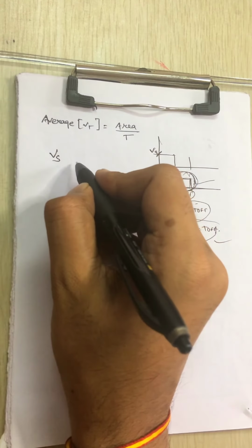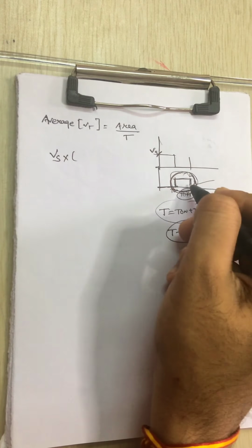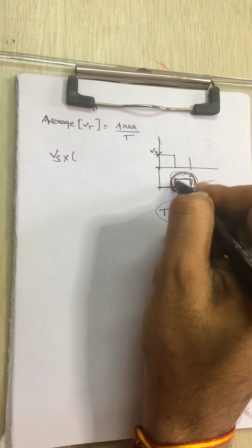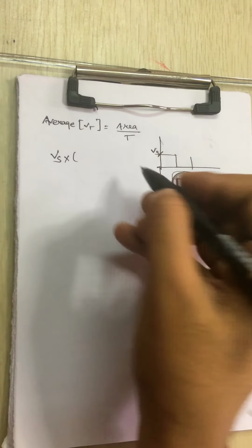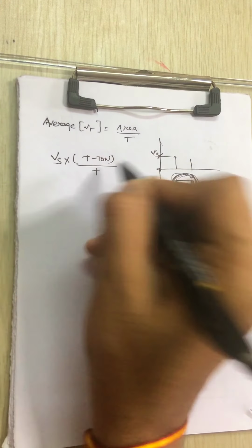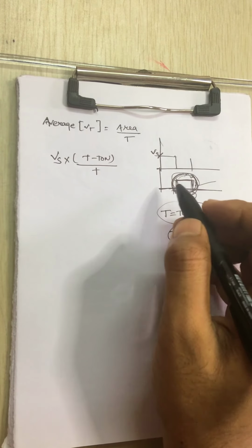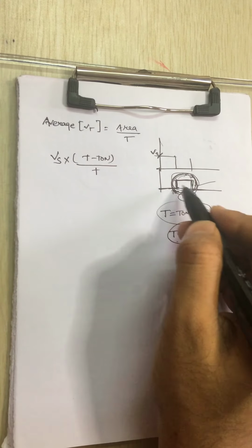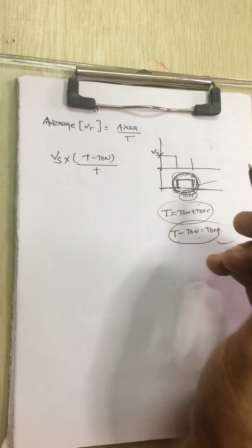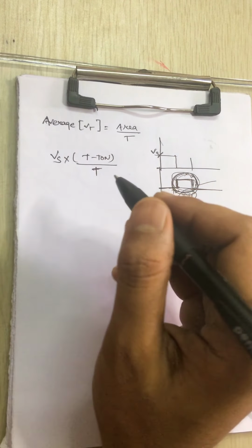After that, T off: for how much duration it is off, how much duration you are getting the voltage, so T minus T on by the whole time period. The time period is T, because after one cycle the same waveform will appear. So Vs into (T minus T on) by T.